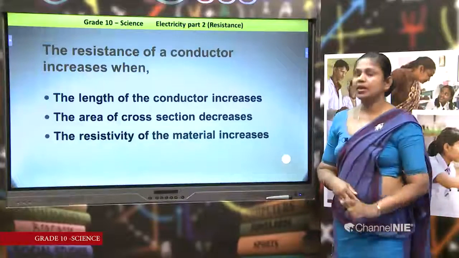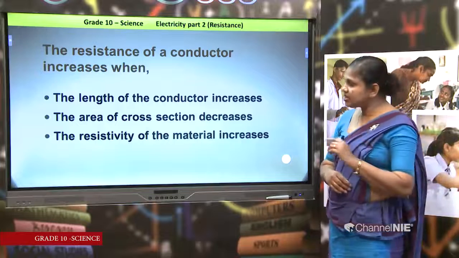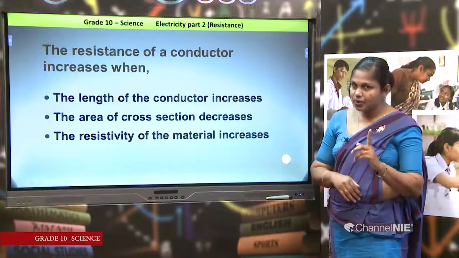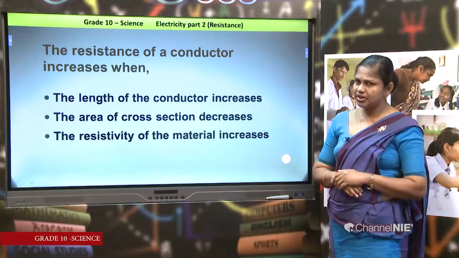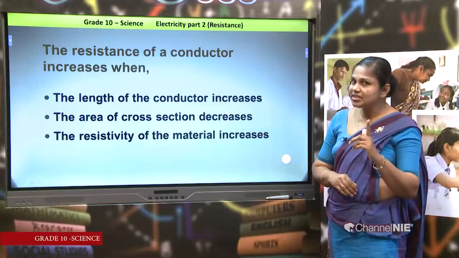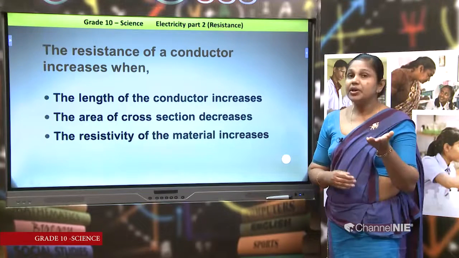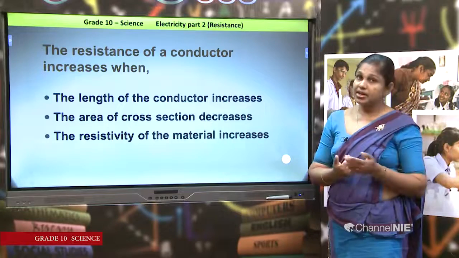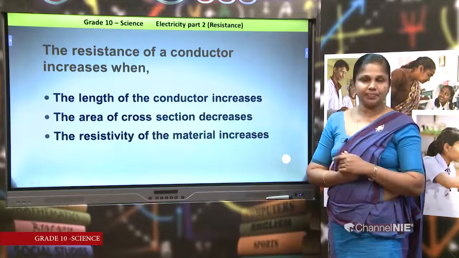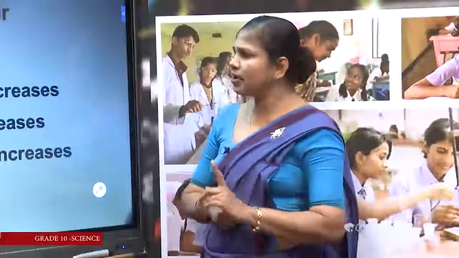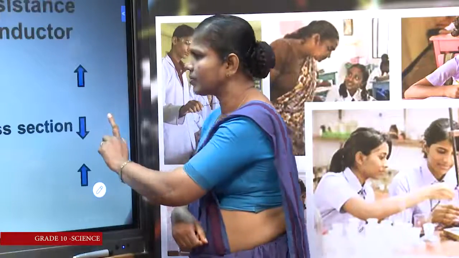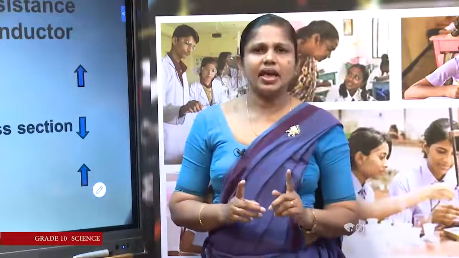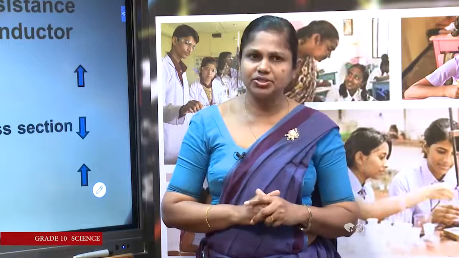Third one, the resistivity of the material too affects the resistance, children. When the resistivity is high, the resistance of the conductor is too high. Now, we are going to see actually how this happens, children.